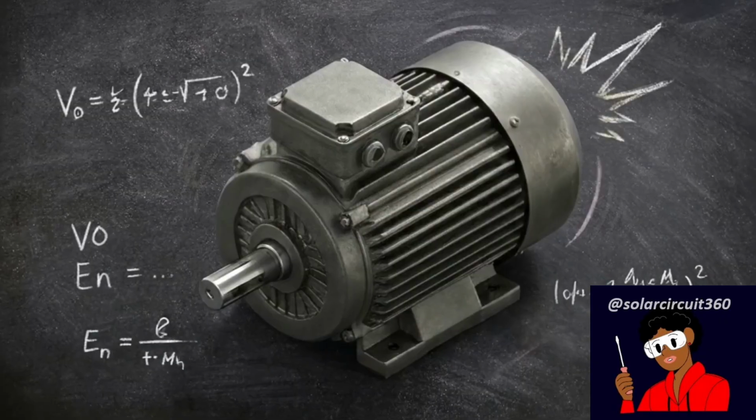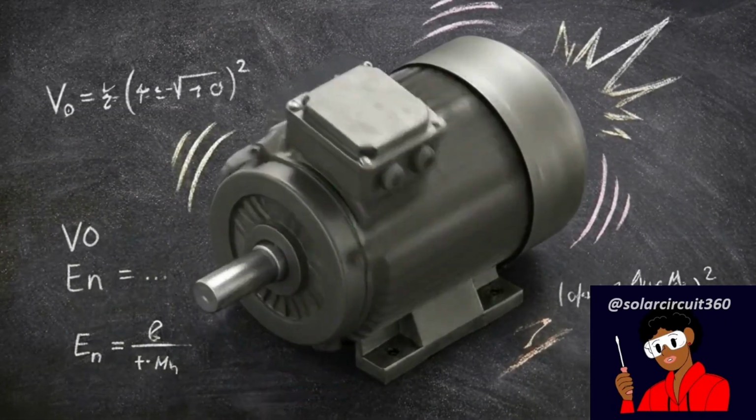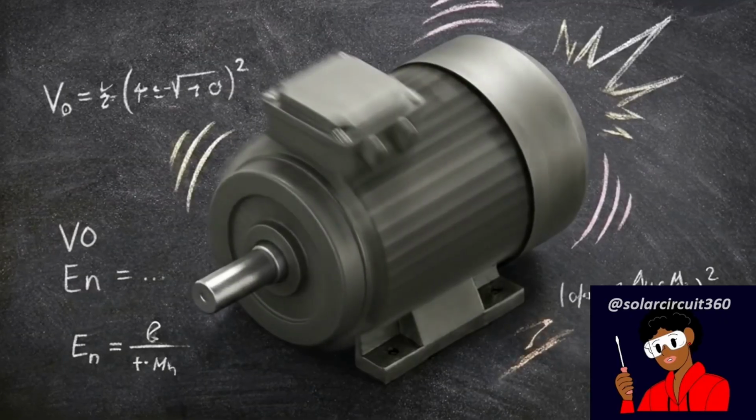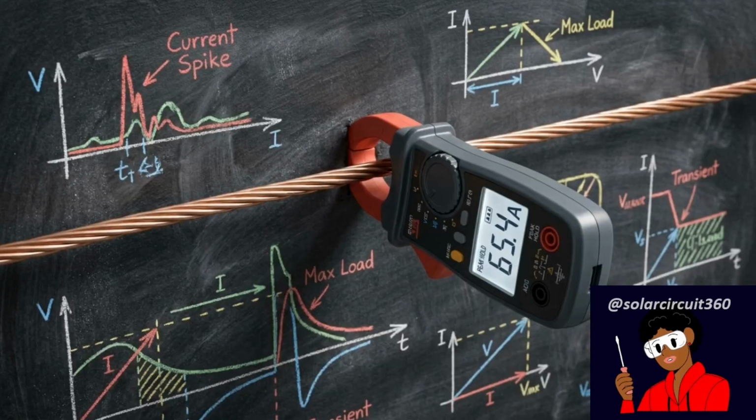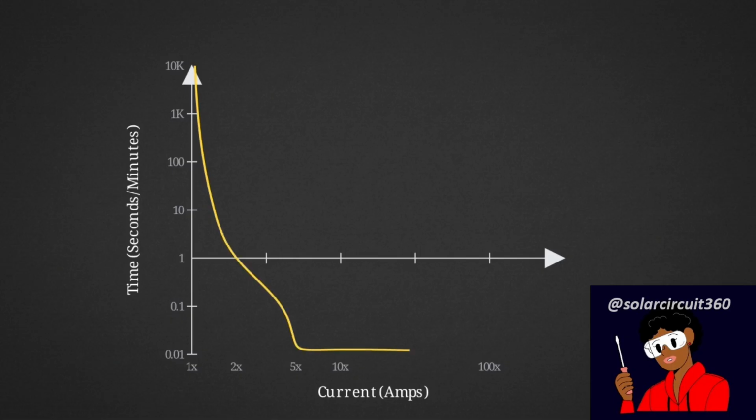The thermal stress peaks the moment a heavy motor load, like an air conditioner or a well pump, is introduced to the system. Motor loads demand an immense startup surge, often pulling 3 to 7 times their rated running current to overcome inertia. This chart shows the specific mechanism designed to handle this surge, the breaker time current curve.